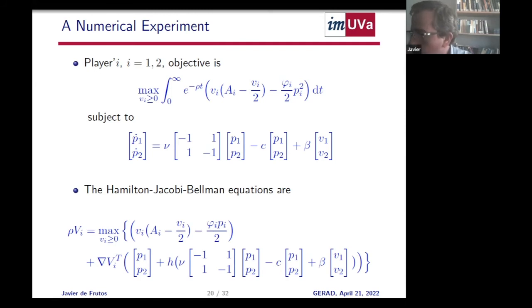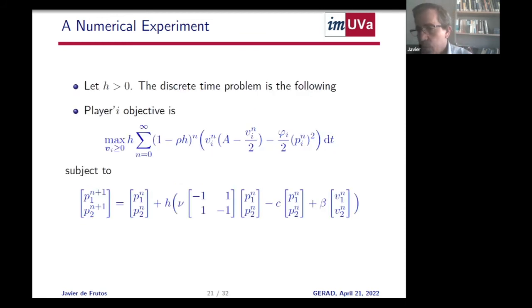We are using this model only to see what is the difference between the exact solution of a continuous time game and the solution of a discrete time game that approximates it. Only as an example in order to compute exactly the solution. So the discrete time approximation to this problem consists in changing the objective by this sum and taking discrete time dynamics, the Euler discretization of the continuous time dynamics, that in this case reads as this equation that we have here.